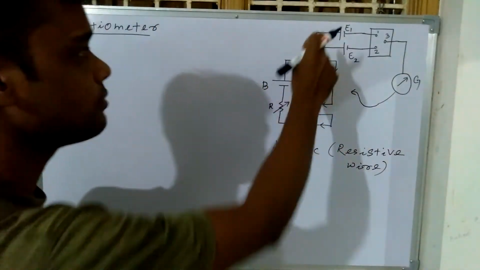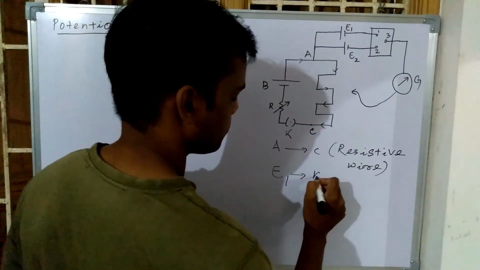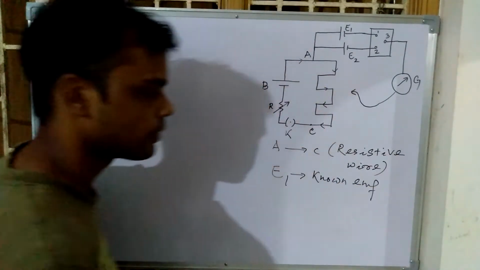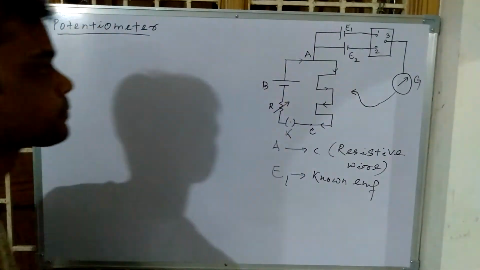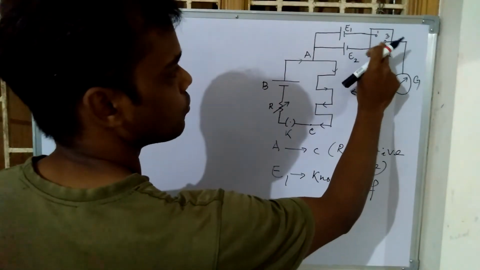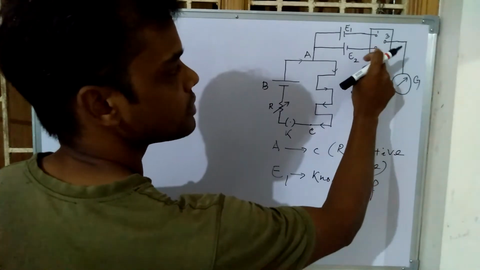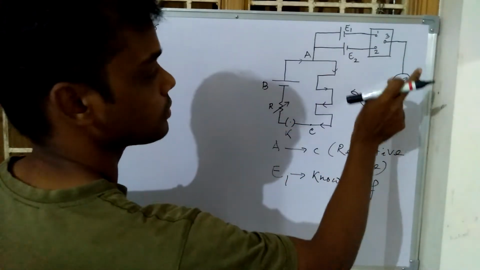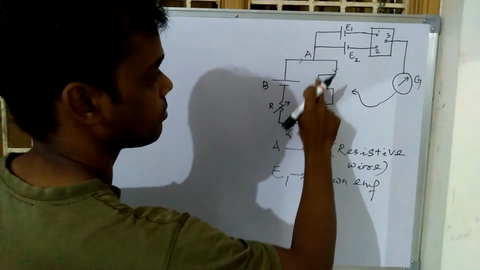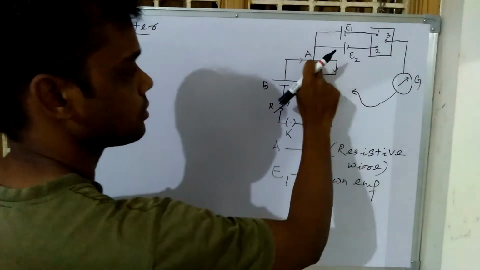Now let us suppose E1 is known to us. E1 is the known electromotive force. Now first we shall connect E1 and 3. Let us connect this 1 and 3. That means 2 will be disconnected from the circuit. Now connect this end to this part. From A to C, you can connect this end to any part.